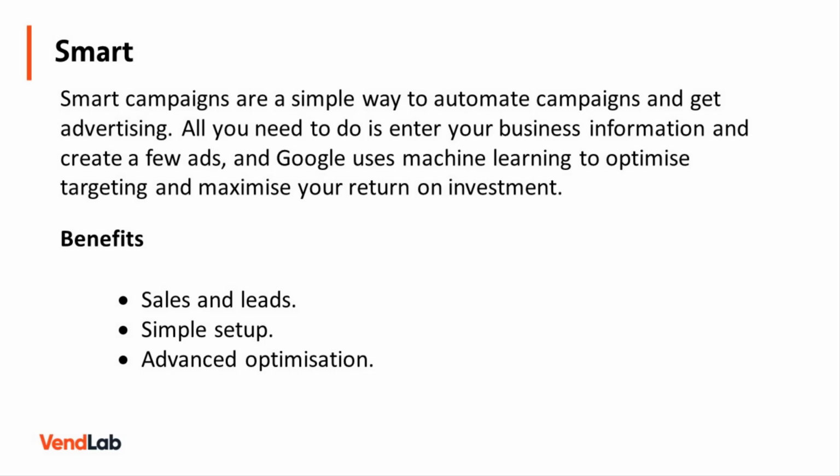Smart campaigns are a simple way to automate campaigns and get advertising. All you need to do is enter your business information and create a few ads, and Google uses machine learning to optimize targeting and maximize your return on investment. When you sign up for a smart campaign, you write an ad that describes your business. You're allowed to choose which keyword themes you want to target your ad and set a budget. Your ad will automatically show to potential customers across Google Search, Google Maps, YouTube, Gmail, and Google Partner websites.